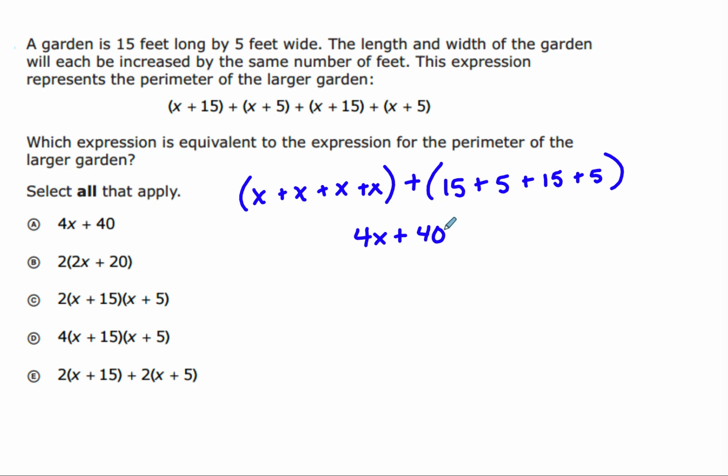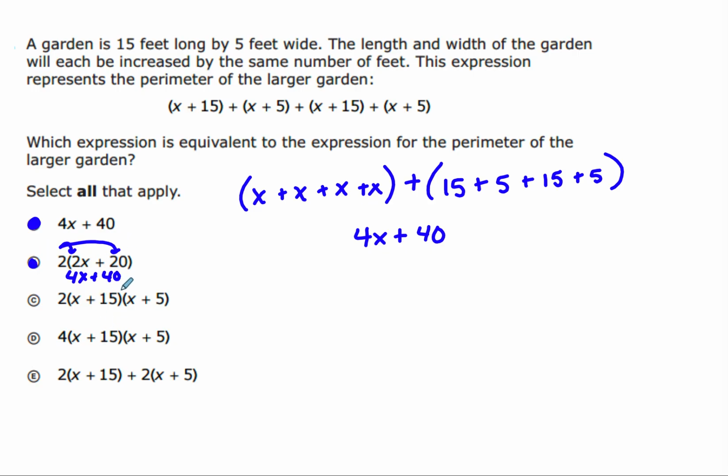Let's see which other things mean that same thing. Okay, well, the first one, 4x plus 40, that directly says it. Let's see what other things mean the same thing. Here I would have to distribute: 2 times 2x is 4x. 2 times 20 is 40. So that one also works.